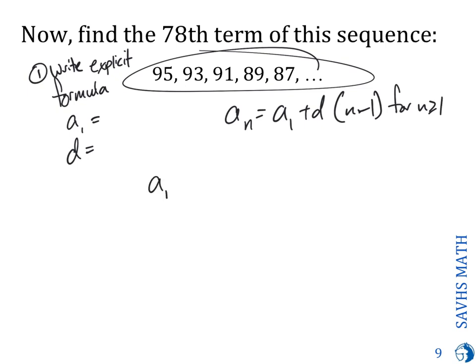So we get AN equals, well, what is A1? A1 is 95. What is D? D is what you add to get to the second step, so -2. We're adding -2 each step. So D is -2, so we rewrite.